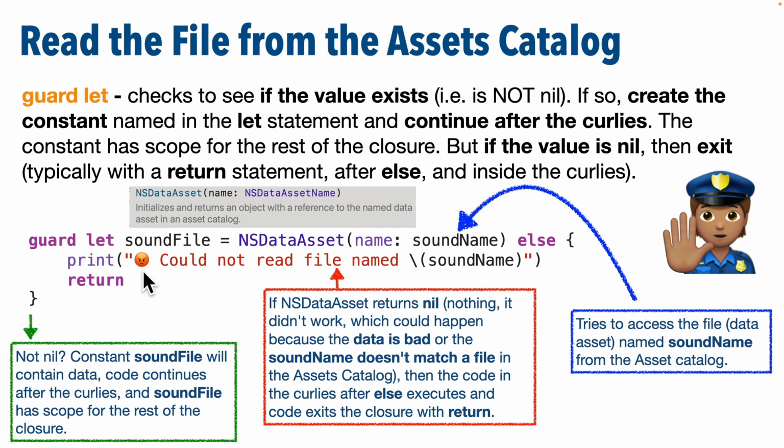Now, what happens if we do create that sound file constant? We have no problems. The sound file constant is created. Guard lets us pass, so we passed its test, and the constant sound file lives for the rest of the closure, which means for the rest of the button action. By the way, guard let is a Swift statement. NSDataAsset is an Apple-specific command since it uses the asset catalog, something that's not part of non-Apple products.